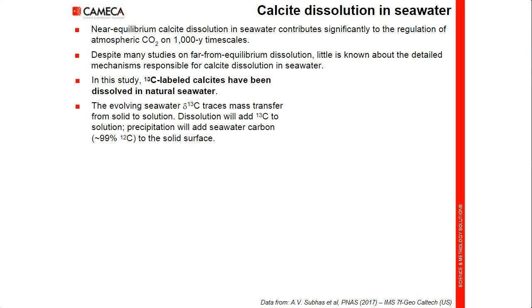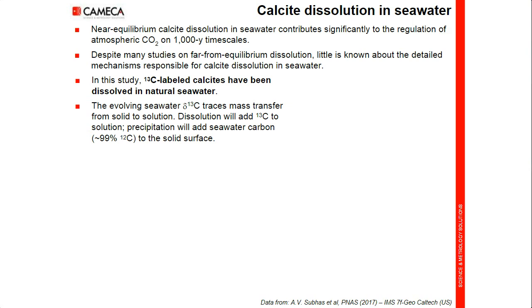In this study, 13 carbon-labeled calcites have been dissolved in natural seawater. The evolving seawater delta 13 carbon traces mass transfer from solid to solution. Dissolution will add 13 carbon to solution. Precipitation will add seawater carbon, mainly 12 carbon, to the solid surface.